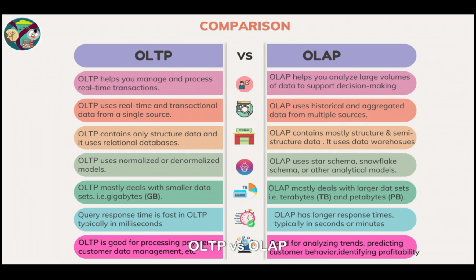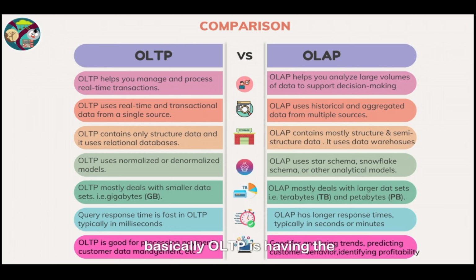So OLTP versus OLAP, online transactional processing systems versus online analytical processing systems. OLTP helps you manage and process real-time transactions, whereas OLAP helps you analyze large volumes of data to support decision making and business intelligence. So what it means, OLTP is designated for tracking day-to-day activities, right? Whereas OLAP will help you analyze the data and it will give insights which will basically help our business, right?